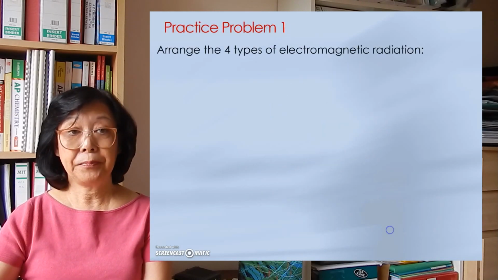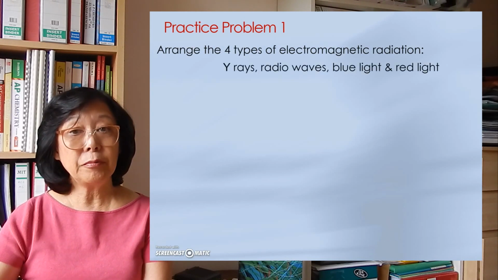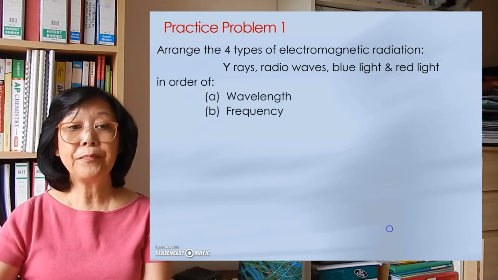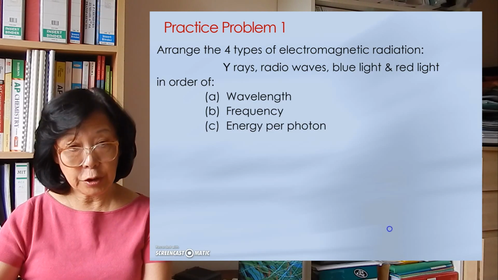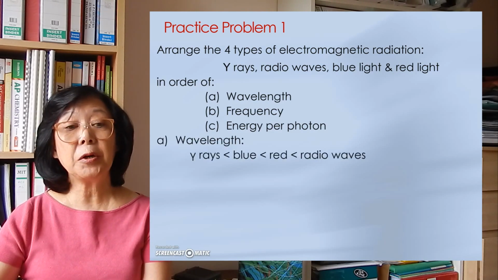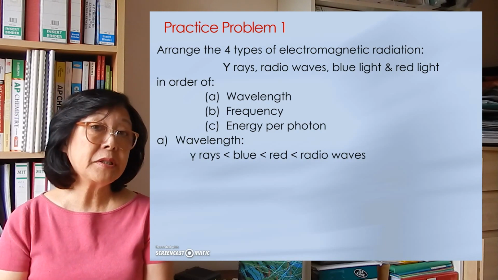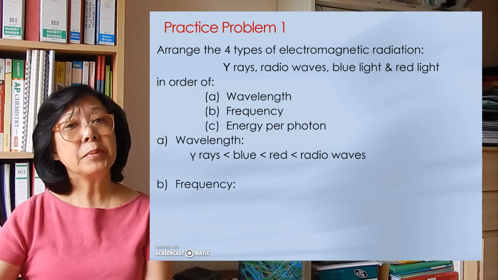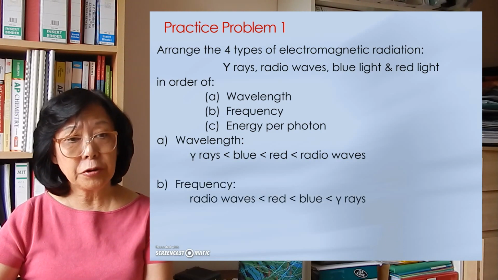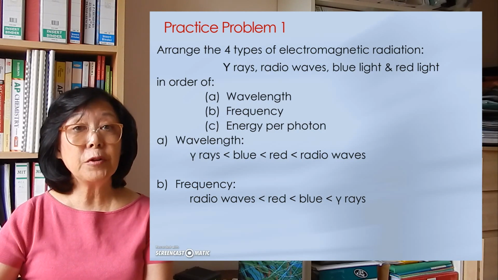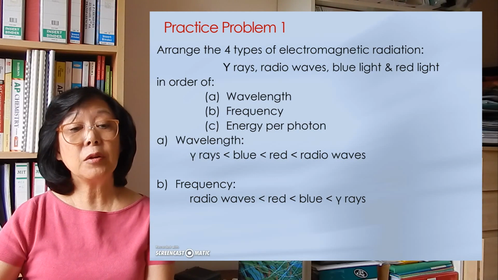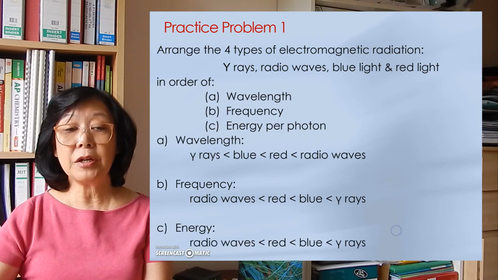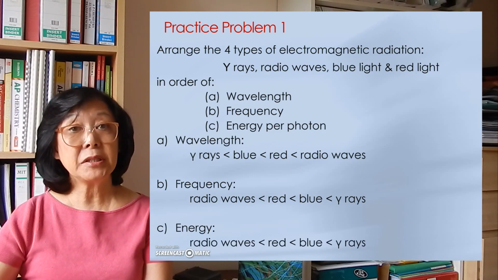Practice problem number 1. Arrange the 4 types of electromagnetic radiation: gamma, radio, blue, and red light in the order of wavelength, frequency, and energy per photon. Now, in terms of the wavelength, this is the ordering. Gamma ray would be shortest in wavelength, while the radio wave will be longest in wavelength. In terms of frequency, it would be just the reversed order because frequency and wavelength are inversely proportional to one another. So the lower frequency will be the radio wave and the high frequency will be the gamma rays. And so is energy, also directly related to frequency, therefore in the same order of arrangement.